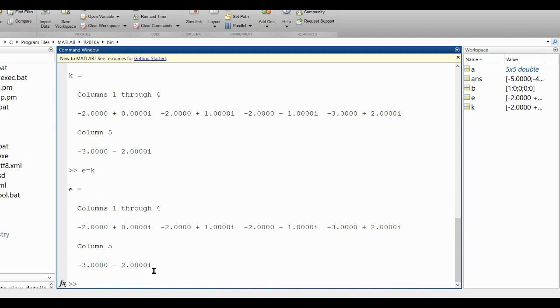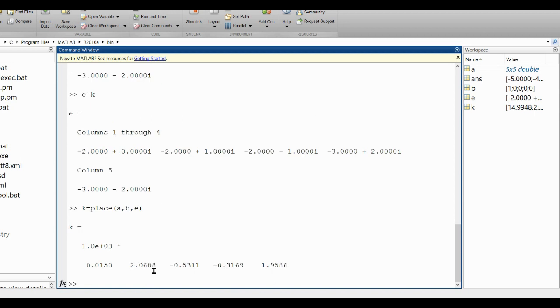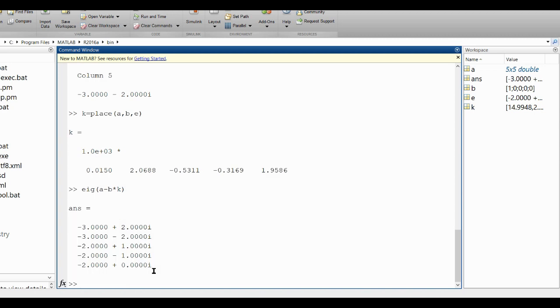Then I say K equals place, once again, and now I have some other values for K. Then I look at the eigenvalues of A minus BK, and you see those are the eigenvalues: minus 3 plus/minus 2i, then minus 2 plus/minus i, and then minus 2. Okay, now let us see this matrix here.